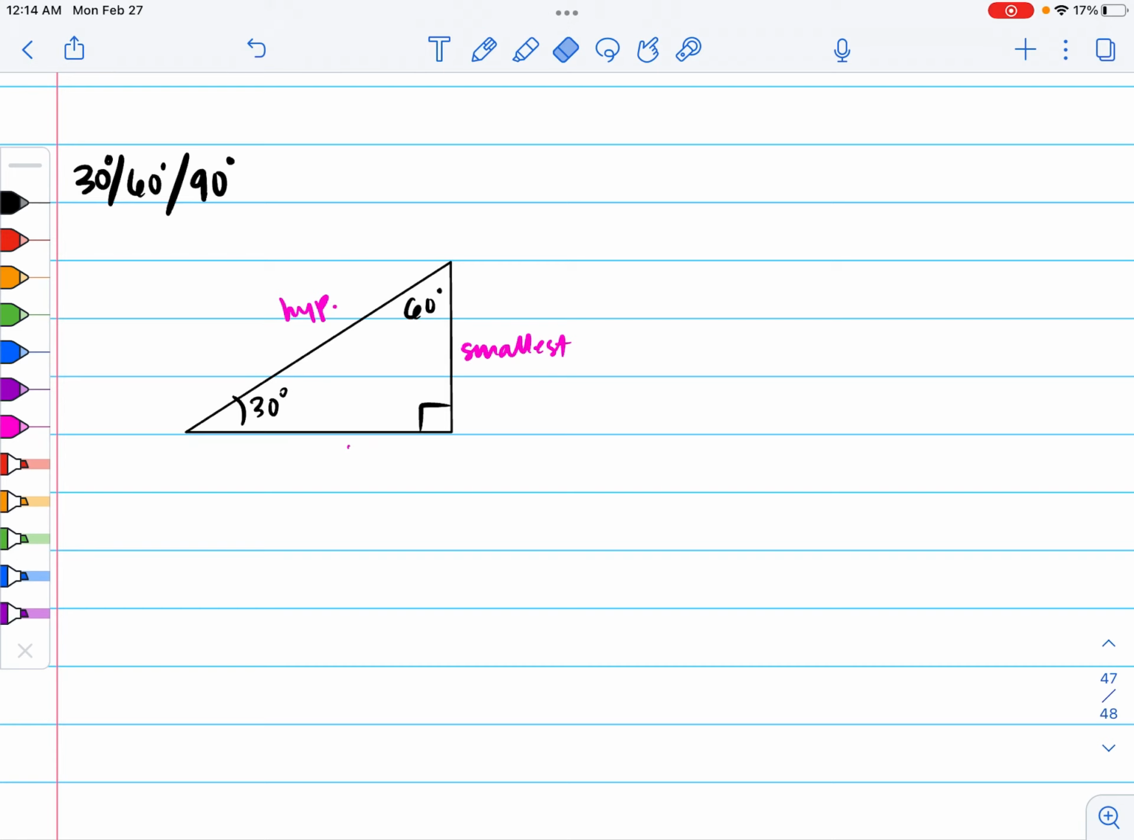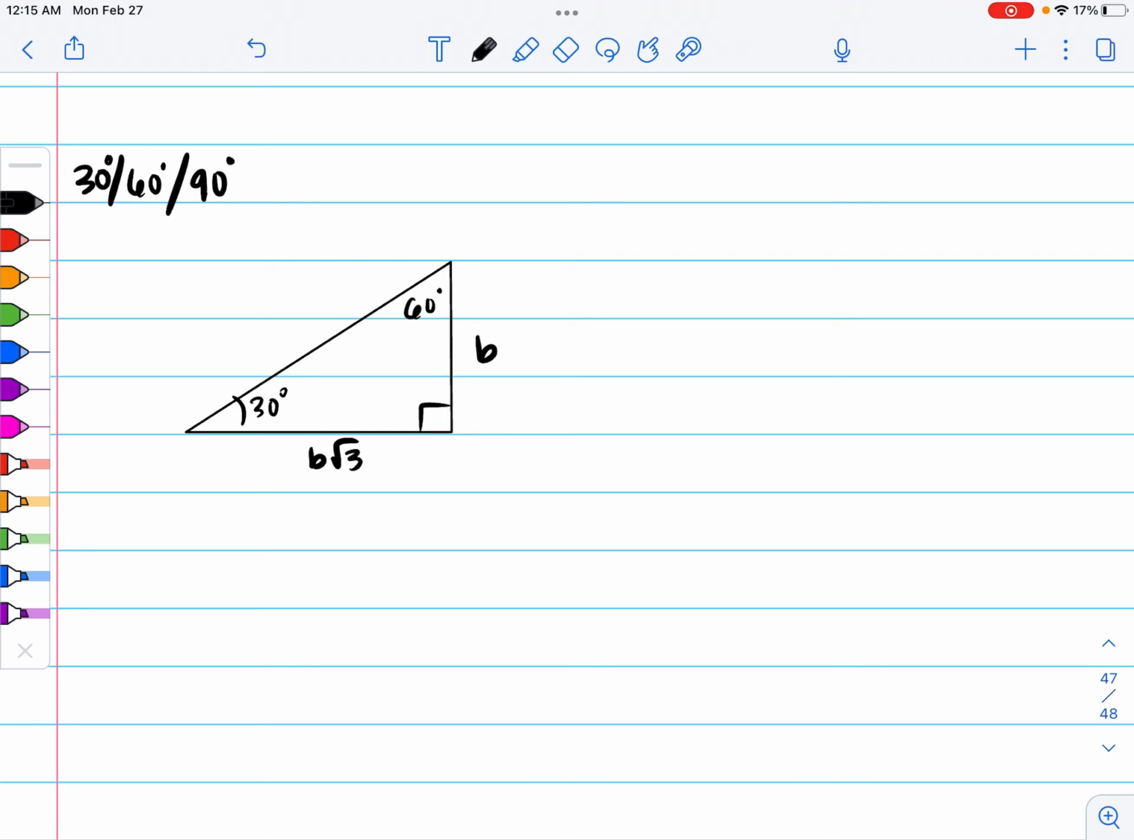Okay, with that said, I'm going to erase all this. There is a very, very convenient relationship that works out. The side opposite of 30, we'll call that B. 60 is the medium side, so we'll call this B root 3.